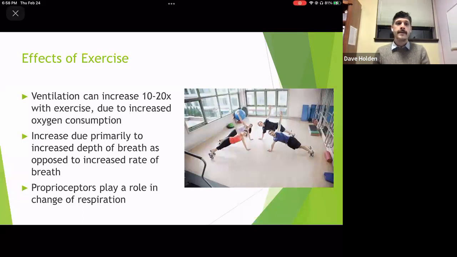Burning lots of air. This increase in lung capacity is due primarily to the increased depth of breath as opposed to increased rate of breath. Proprioceptors play a role in a change of respiration, because of course they do.